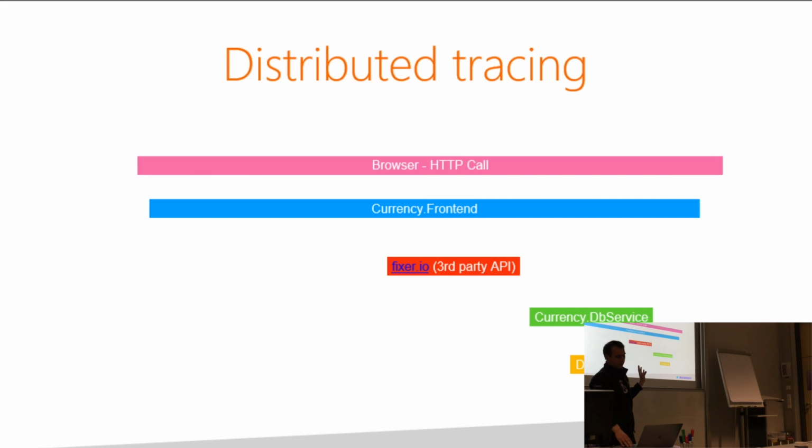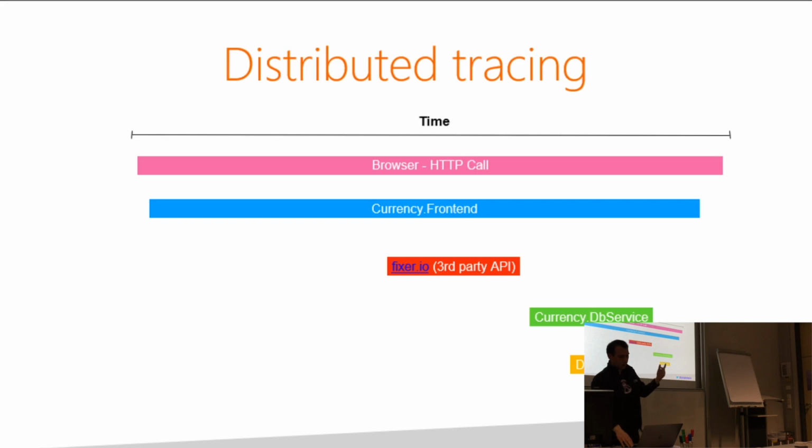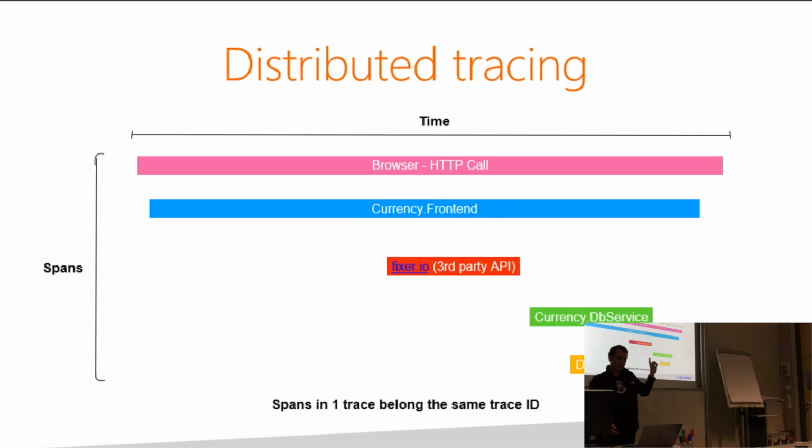But what a tracing system shows you is basically this. This is how the distributed trace works. So we have the browser with the HTTP call, then we have our front end, then we have this Fixer IO outgoing HTTP call to this currency service that gives me the currency exchange rate, and then there is the other span, which is the DB service, and that's how these tools show this to you. And these things happen in multiple processes, right? So part of this happens in the front end, part of this happens in the back end. This is the time, so basically the width of this box shows how long it took, and these are the spans. Now the way these are correlated is that every single span in this trace belongs to the same trace ID.